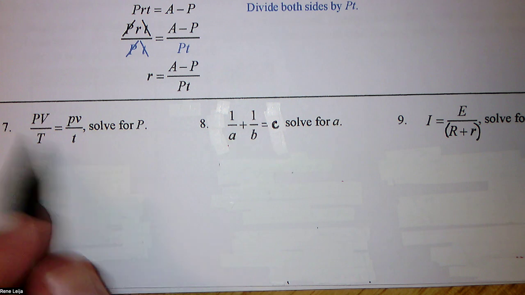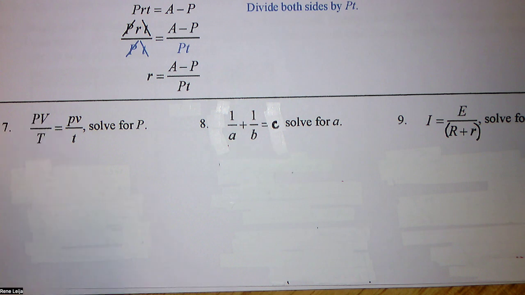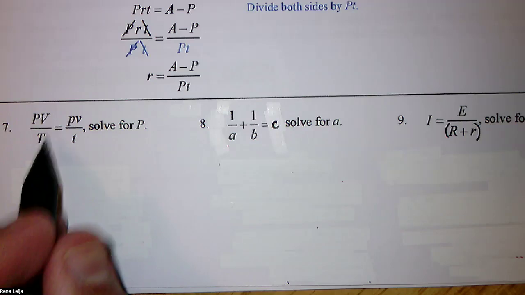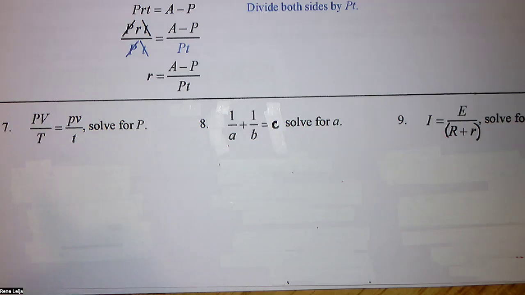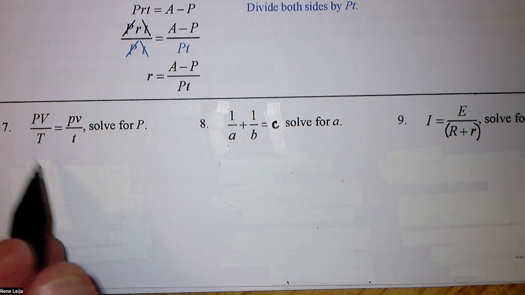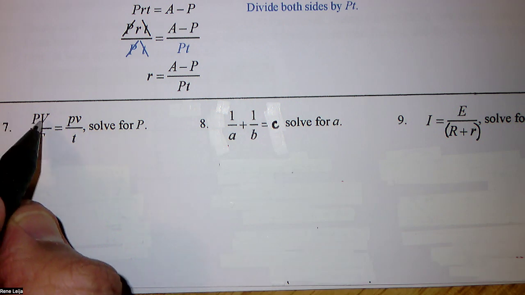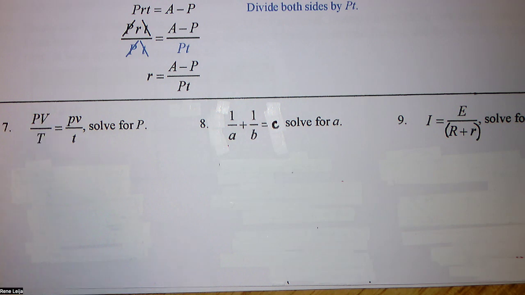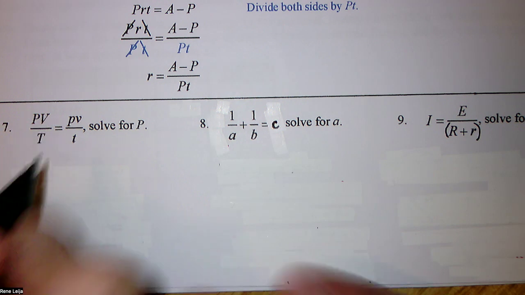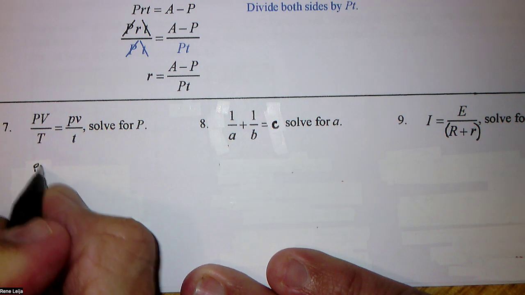Okay, so for number 7, we need to solve for capital V. Okay, so that means I need to get rid of the V that's in the top and the T that's in the bottom. Well, let's think about this for a minute. If I want to solve for P, well, P is being multiplied by V. And what, let me rewrite this down here.